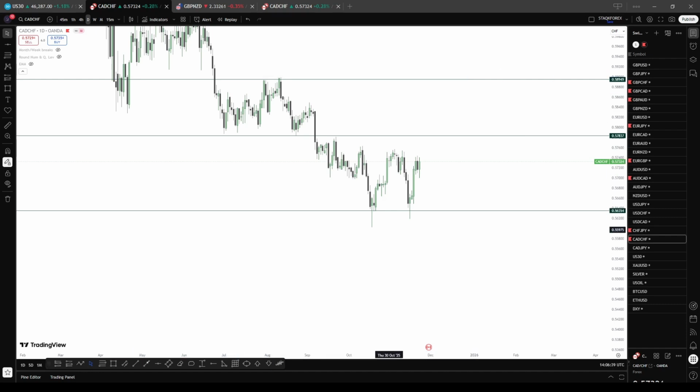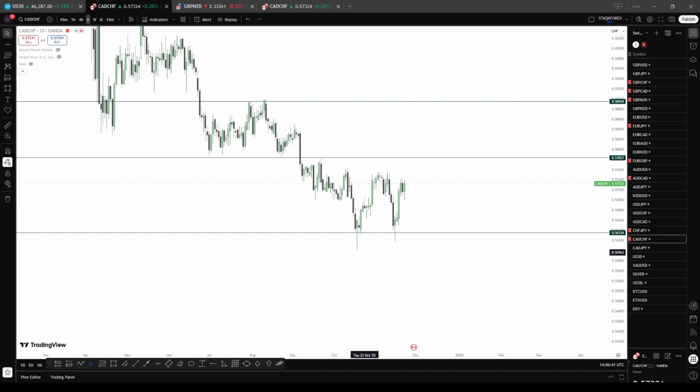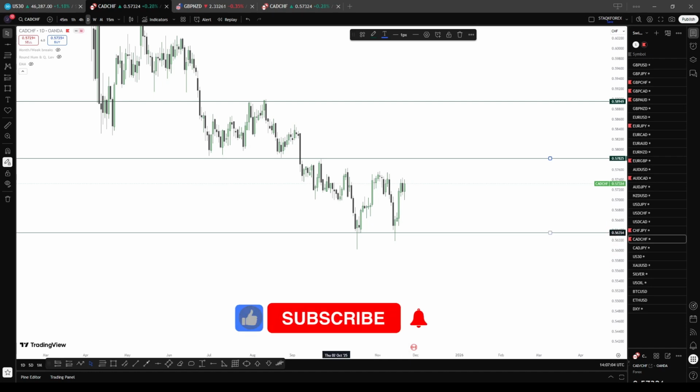Remember, we are going to be looking for a selling opportunity. I am not going to be buying, because we are in the downtrend from the monthly time frame. So as long as I have my key level, the only thing I'm going to be looking out for on the 4 hour time frame is a double top on this CAD CHF.